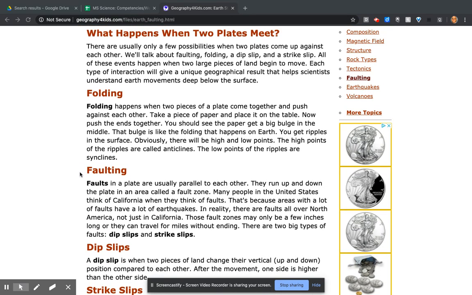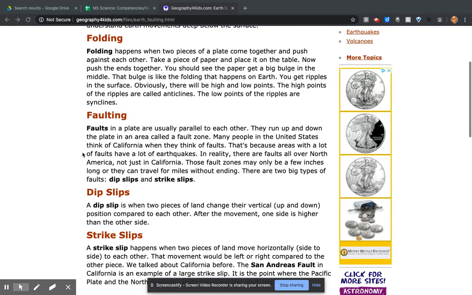Faulting. Faults in a plate are usually parallel to each other. They run up and down the plate in an area called a fault zone. Many people in the United States think of California when they think of faults. That's because areas with a lot of faults have a lot of earthquakes. In reality, there are faults all over North America, not just in California. These fault zones may only be a few inches long, or they can travel for miles without ending. There are two big types of faults: dip slips and strike slips.